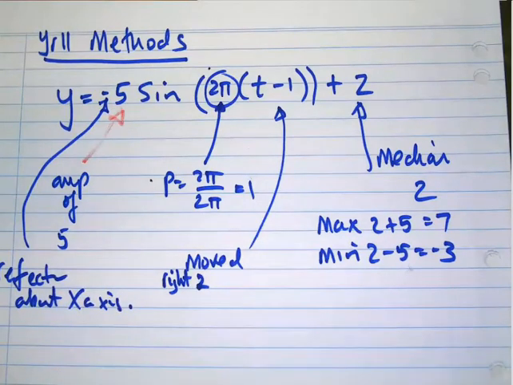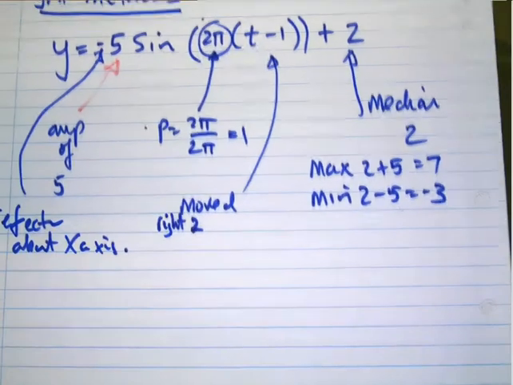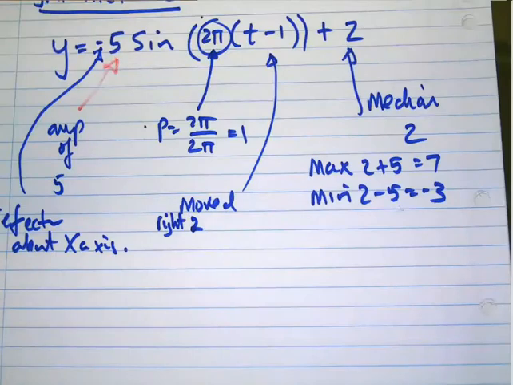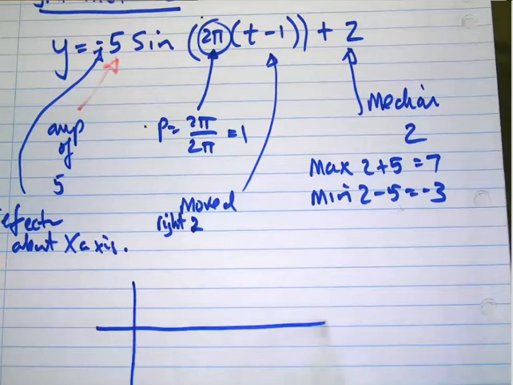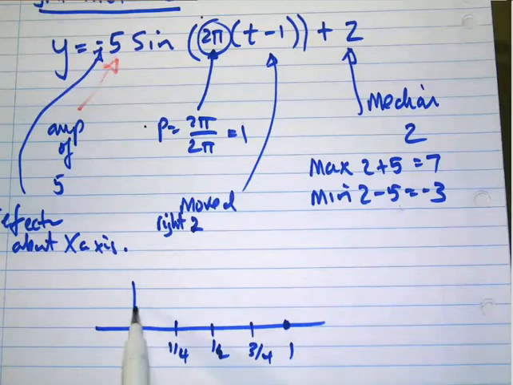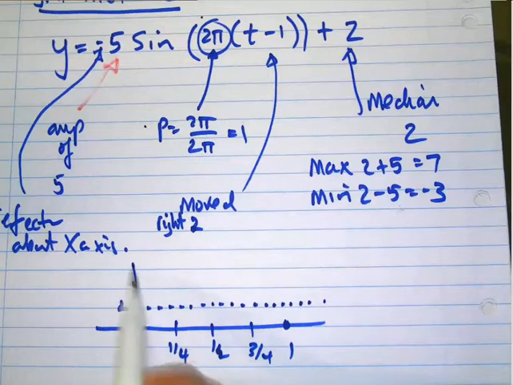So what would the graph look like for one revolution if I was to put all these bits together? Okay, so what I'm going to do is consider one complete revolution, which goes from 0 to 1. I'll divide that into 4 sections, a half, 1/4, 3/4. It's been moved up 2 units, so there is a guiding line, which is the median of 2. And then the amplitude will put it up to 7 and down to negative 3.